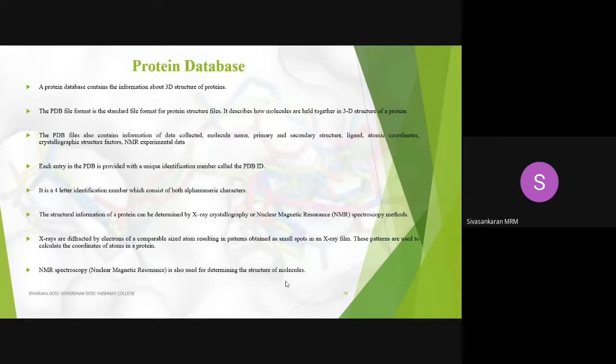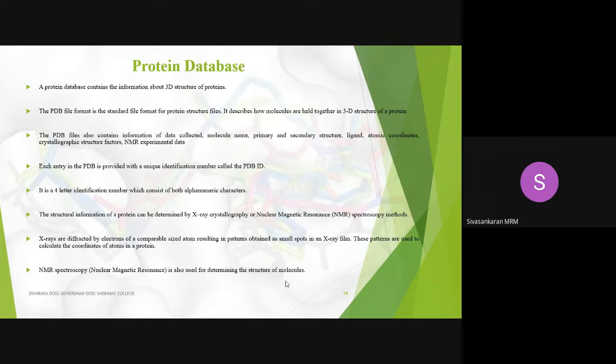The PDB files also contain information about data collected, molecule name, primary and secondary structure, ligand, atomic coordinates, crystallographic structure factors, and NMR experimental data. Each entry in the PDB is provided with a unique identification number called the PDB ID. It is a 4-character identification number which consists of alphanumeric characters. The structural information of a protein can be determined by X-ray crystallography or NMR.